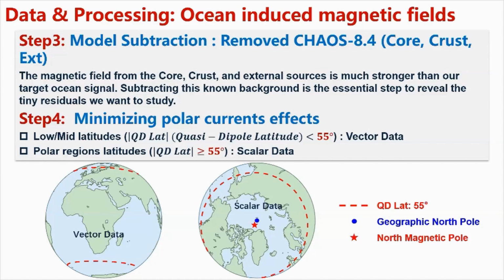For the final model, because we have different kinds of data sets, such as vector and scalar, for the polar range we only use the scalar data, because we try to minimize the effects of the polar currents. For the low and middle latitude ranges, we use the vector data set.